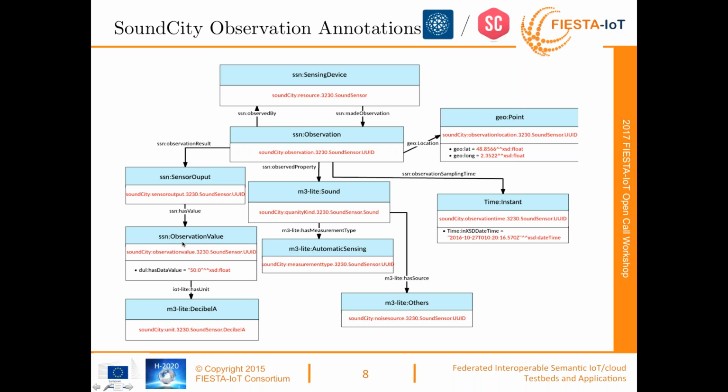Because of this crowdsourcing and crowd sensing aspect, we have this measurement type, which says if the phone was automatically sensing the data, or if the sensing was done manually by the user. That information is also provided, and also where the noise was coming from, basically. So in the application, users can actually tag the source of the noise, either it is from transport or a siren or something like that. So this information is also available.